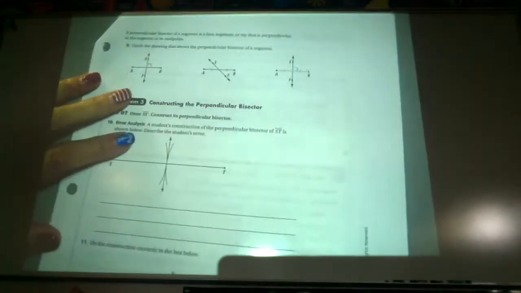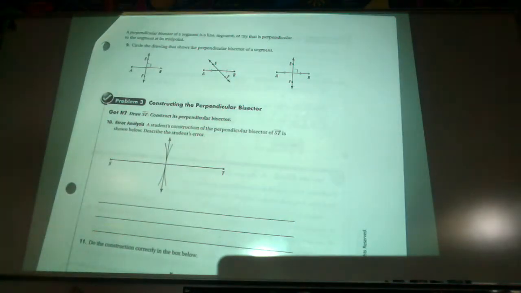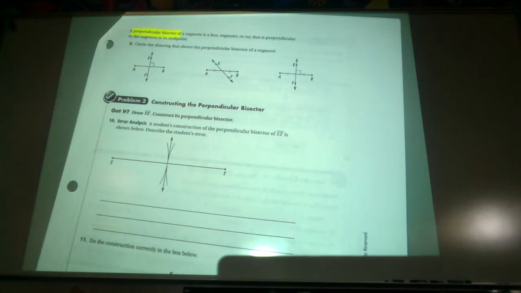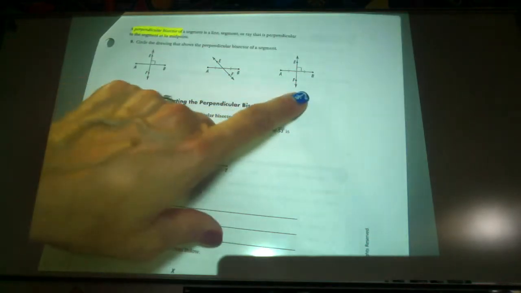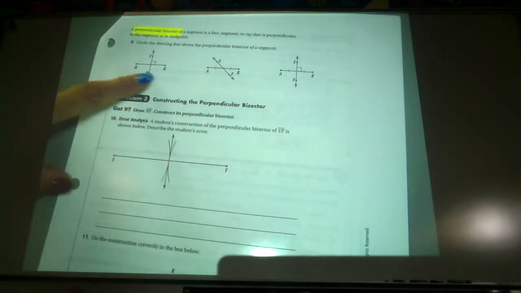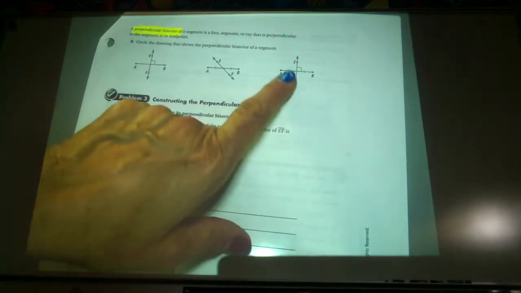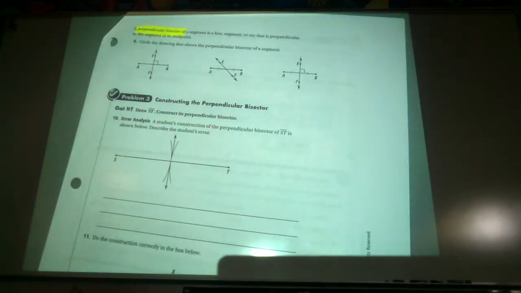Then the next question asks, circle the drawing that... let's look at the next vocab. We have 2 vocab words here. So perpendicular bisector should go on the flashcards. It's essentially a line, segment, or ray that is perpendicular to another segment at its midpoint. And so here are some examples of which one of these would represent a perpendicular bisector. Well, all of the things that are being cut are segments, which it has to be a segment. You can't cut a ray or a line because they have an infinite side to them.